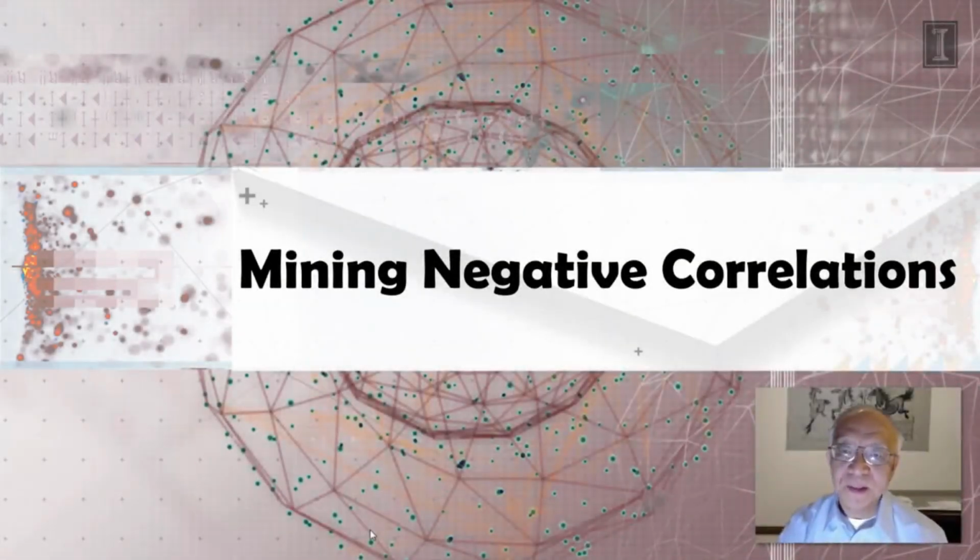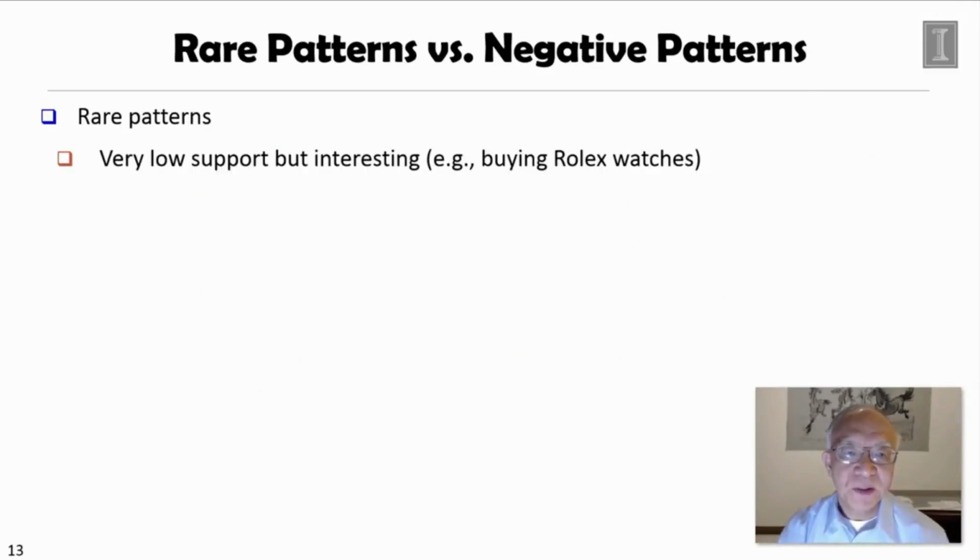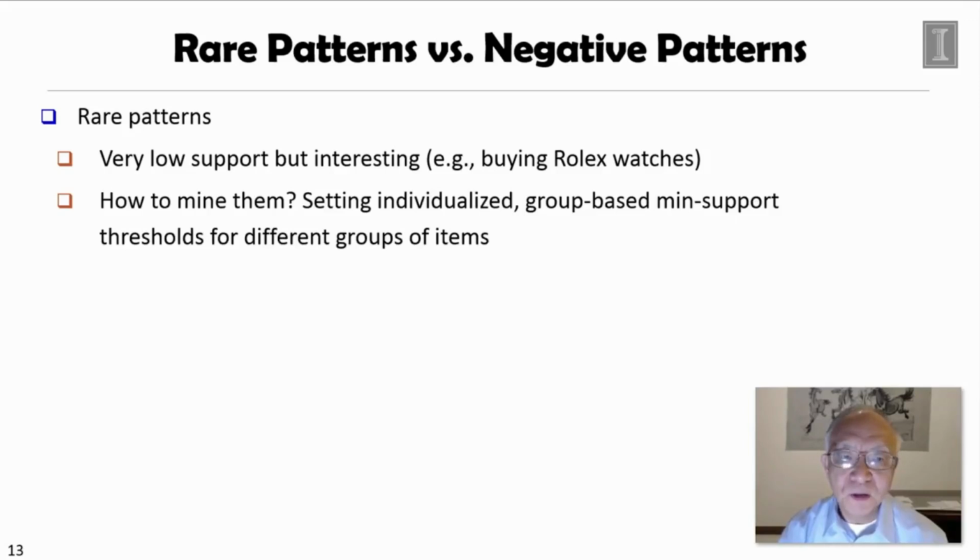Now we study another interesting issue called mining negative correlations. So we first need to distinguish rare patterns and negative patterns. What is a rare pattern? Rare pattern usually means there are some rare occurring items. They have very low support, but they are interesting. We want to catch such patterns. For example, buying Rolex watches. How to mine such patterns? We previously already discussed this. For different item sets, like for those rare items, we should be able to set some individualized group-based minimum support threshold.